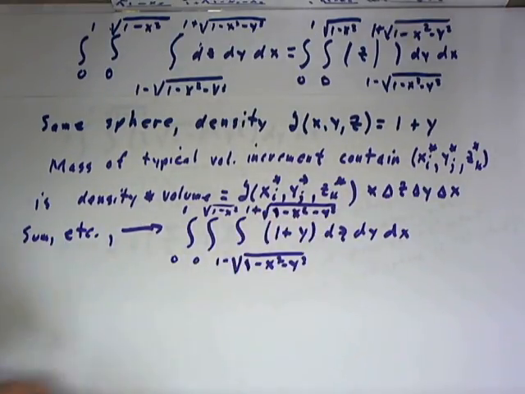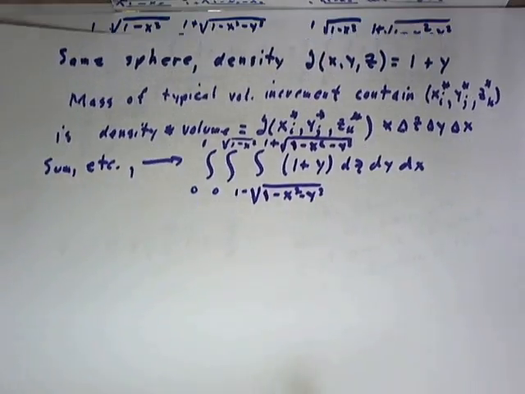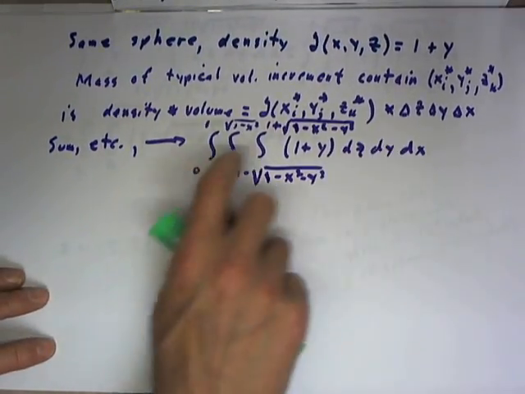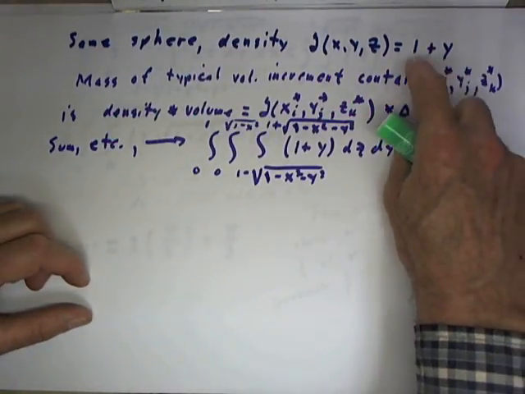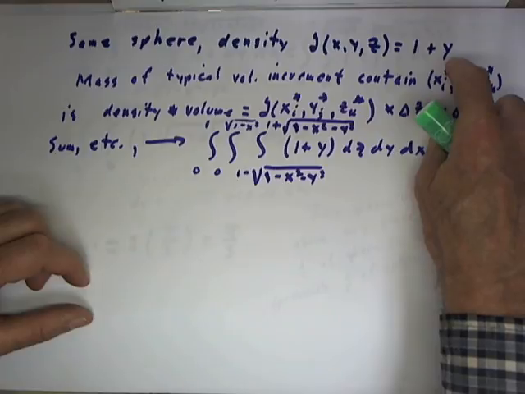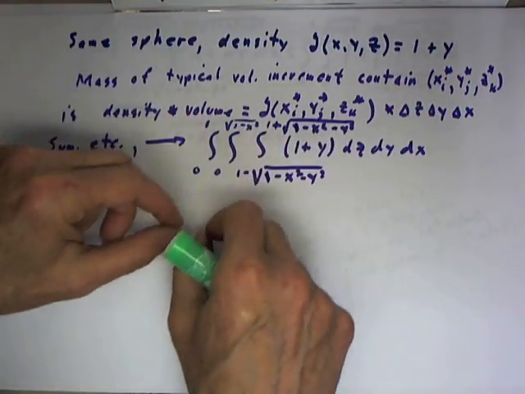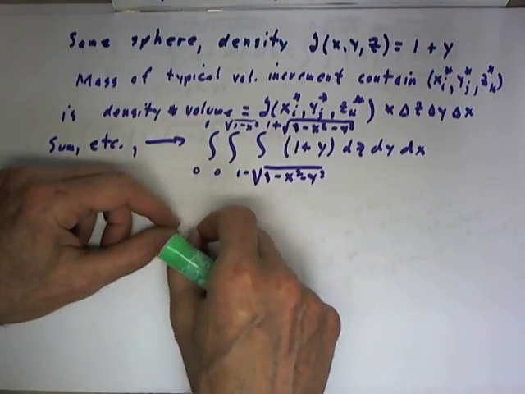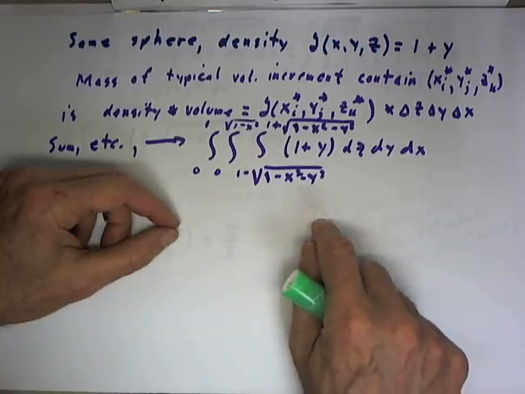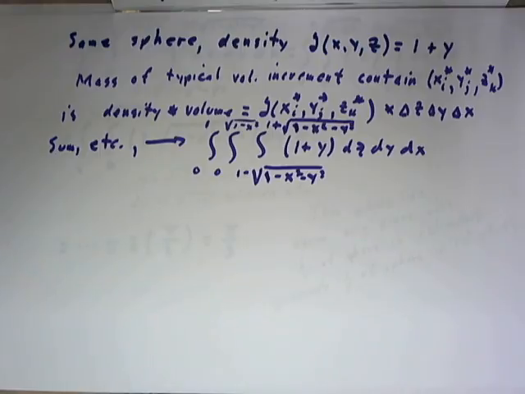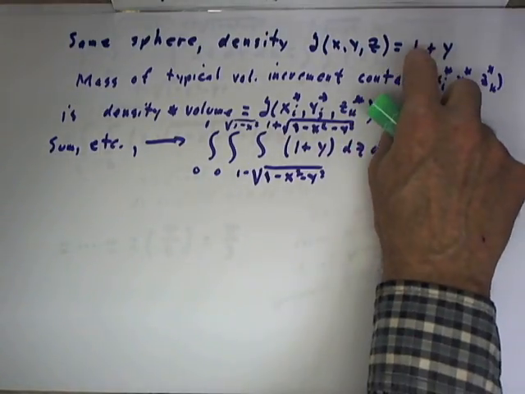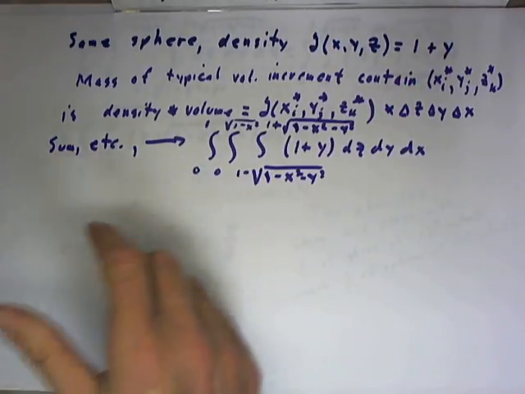Eventually I'll learn to leave myself enough room, but hopefully that's legible enough. Now let's proceed to perform this integral, which again will be the mass of the sphere given the density function 1 plus y. Now that means as we move from 0 to 1 on the y-axis, the density is going to move from 1 to 2. Rather, the density will change from 1 to 2.